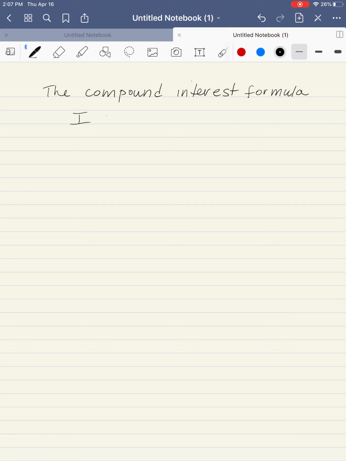Earlier in the semester, we looked at a formula called the simple interest formula, where we saw that interest was equal to principal times rate times time. And we used those when we were looking at linear equations. In this section, we're going to look at a new formula called the compound interest formula. And this, because t is an exponent, is going to be an exponential function.